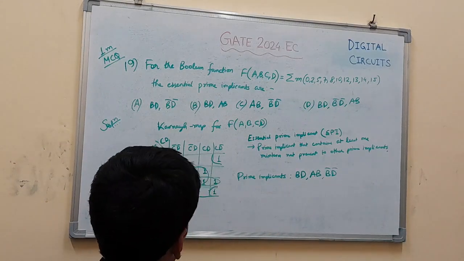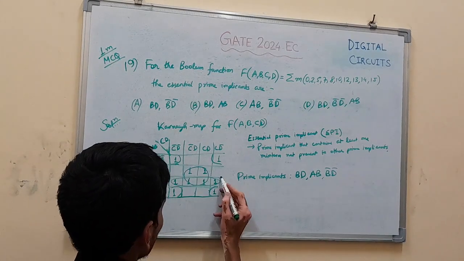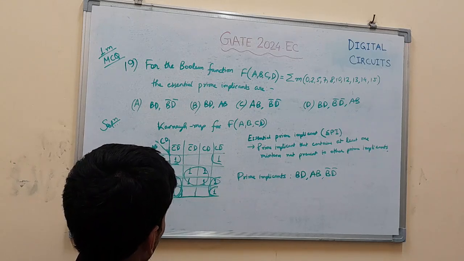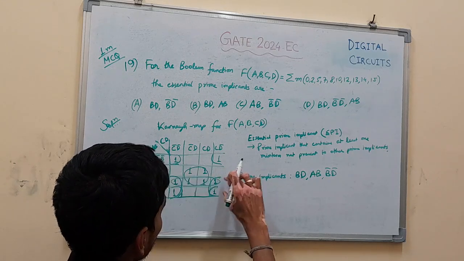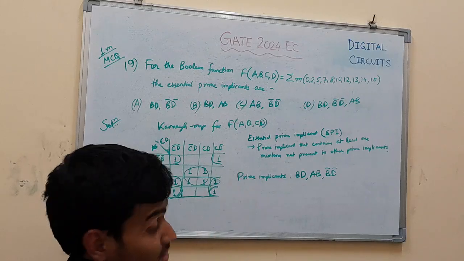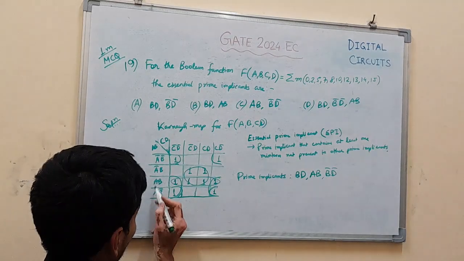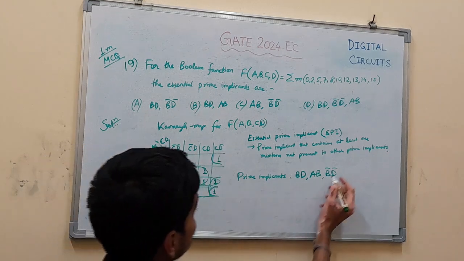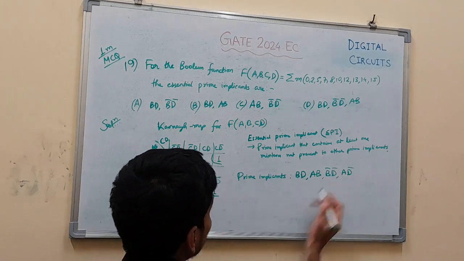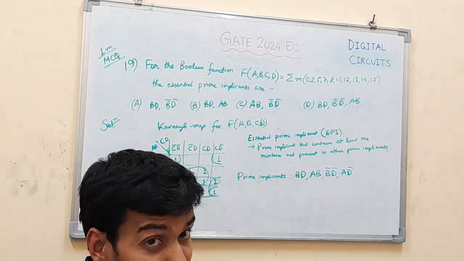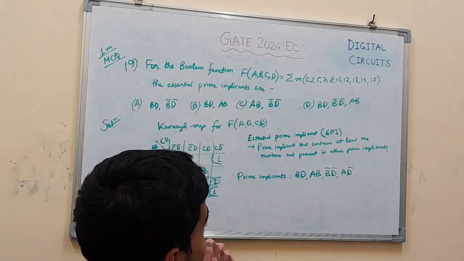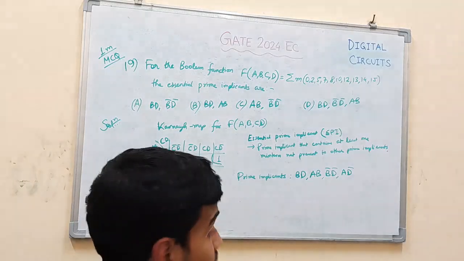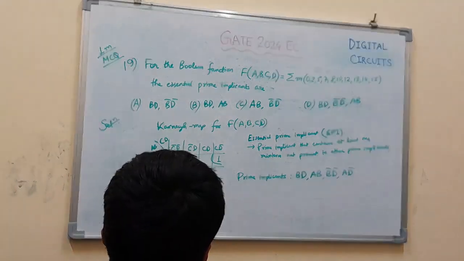And another group, last but not least, we can form like this. This one is also a prime implicant. The K-map is repeated, so we can put this row here, and this will also form one group. What is common in this group? A is common, and D bar is common in both. So A D bar is another prime implicant. According to the definition, we will see which one is an essential prime implicant and which one is not. Which one is BD?